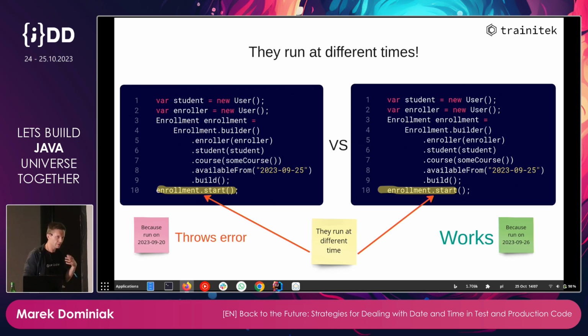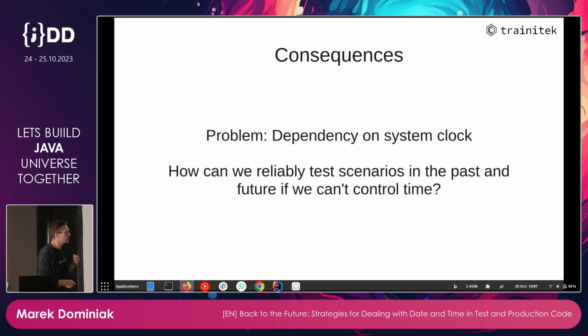Let's go deeper. There is a consequence. The problem is that we have a dependence on the system clock. And this is a problem. How can we reliably test scenarios in the past and in the future if we can't control time?